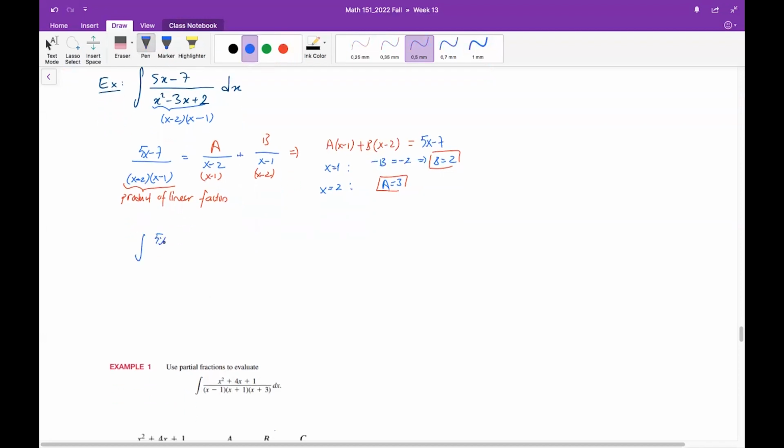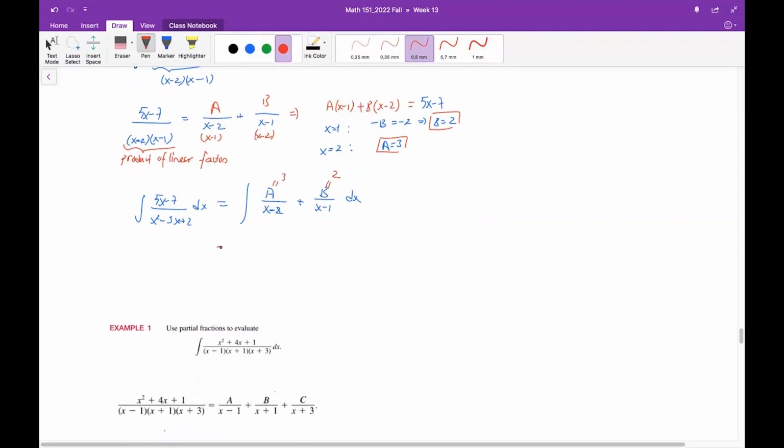So this was the original question. What I did, we decomposed it into its partial fractions. So it is like this, a over x minus 2 plus b over x minus 1, dx, and we solved for a and b. A is 3, b is 2. That's why this integral is in fact the integral of 3 over x minus 2 dx plus the integral of 2 over x minus 1 dx.